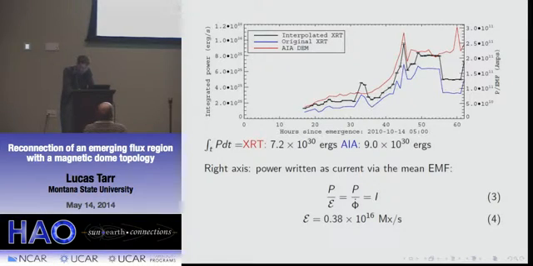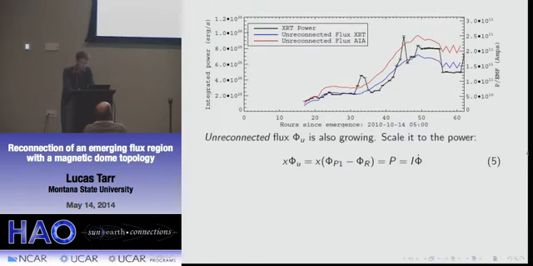Speaking of that unreconnected flux, we can also scale the unreconnected flux to the radiated power. Here we have the total flux that is emerged minus the flux that we think is reconnected, and that gives us the amount of flux that hasn't been reconnected. If we multiply that by some number with appropriate units, we get a power. That's what I've shown here with the blue and red curves: the unreconnected flux scaled to the radiated power that we get from XRT, and the unreconnected flux scaled to the radiated power that we get with AIA. I haven't plotted the AIA radiated power on this, just to not make it too cluttered.